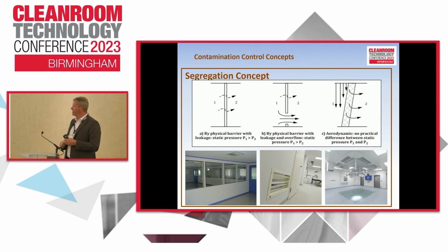What might be considered B, the second one, would be a physical barrier with a known leakage or overflow. So I've just shown a picture below with a pressure stabilizer as an example of where you've got a physical barrier, but you've got a known flow of air providing that protection. And then the third is aerodynamic. So you don't really have any true physical barrier. It's done by airflow. Airflow creates your barrier and creates your segregation between contamination and the clean environment.